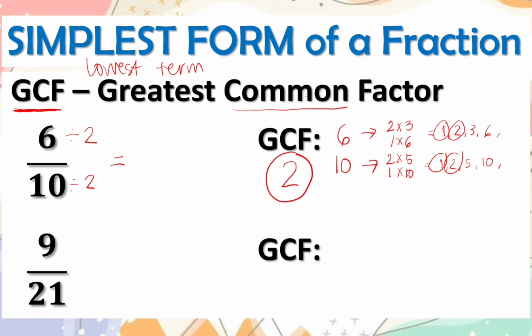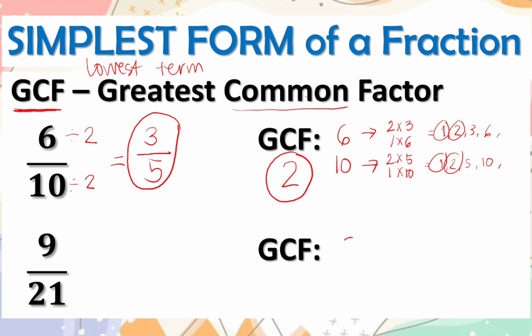Okay, 6 divided by 2 is 3, over 10 divided by 2 is 5. So, the simplest form or the lowest term of 6 over 10 is 3 over 5. Let's have the next example. So, our next example is 9 over 21.